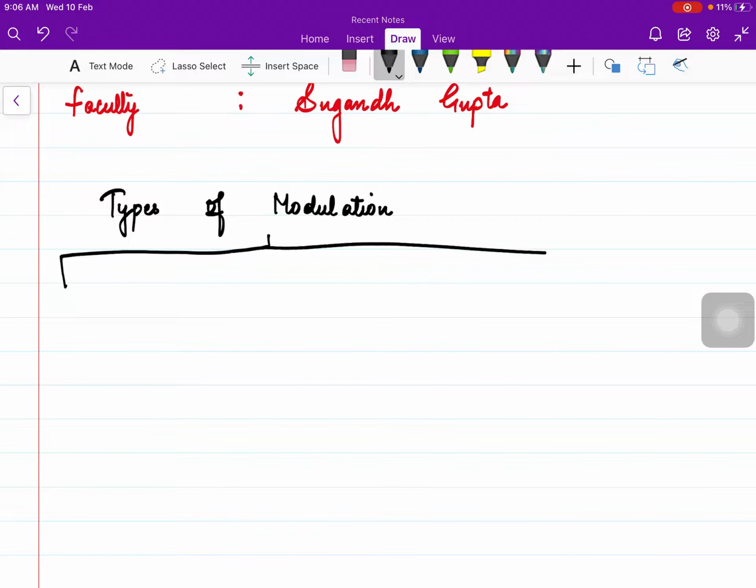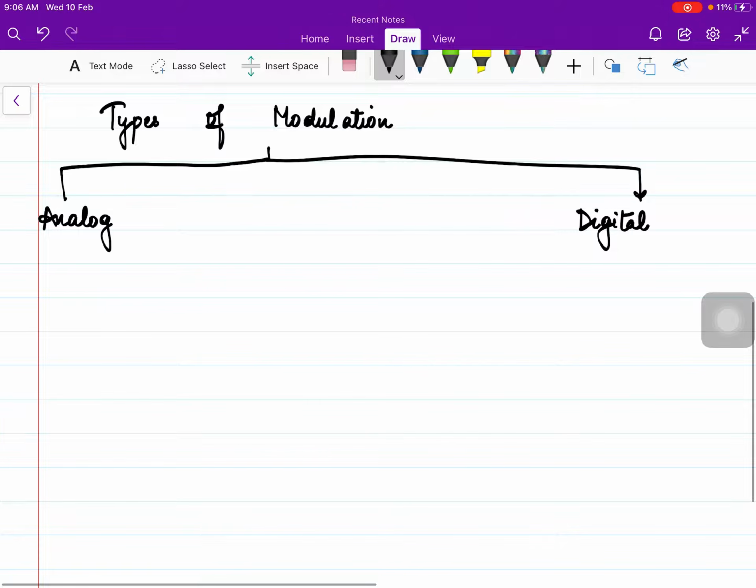See, the modulations can be of two types. Either they can be analog or they can be digital. In the case of analog modulation, the concept is the same. That means we will vary the parameters of the high frequency carrier wave. But in the case of analog modulation, the message signal is going to be analog. So you will be varying the parameters of the high frequency carrier wave according to the instantaneous value of the message signal. Okay, so here basically you are giving an analog message signal.